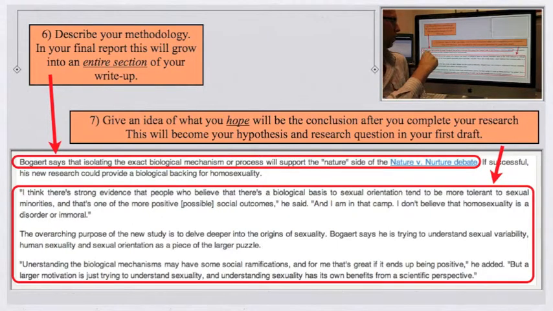So, point number 6, describing your methodology in your final report. This researcher says that isolating the exact biological mechanism or process will support the nature side of the nature versus nurture debate. So this is where he's going to dig into the exact biological mechanism. And the idea of where you hope this will go, he's telling you, I think there's strong evidence that people who believe that there's a biological basis to sexual orientation tend to be more tolerant to sexual minorities. So his hypothesis is that if men truly are born gay, that there is a biological explanation for that.